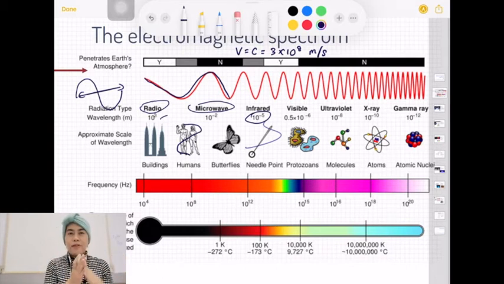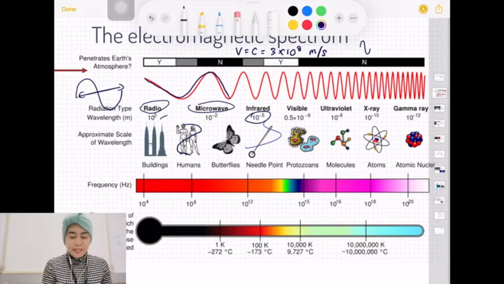If you compare it to the size of things that you know, it will be like the size of a microorganism. For ultraviolet, it's like the size of a molecule. For X-ray, one wavelength is the size of an atom. And for gamma ray, it's like the nucleus of an atom. That's how small it is, because it's 10 to the power of negative 12. So that is in terms of their sizes, or their wavelengths.